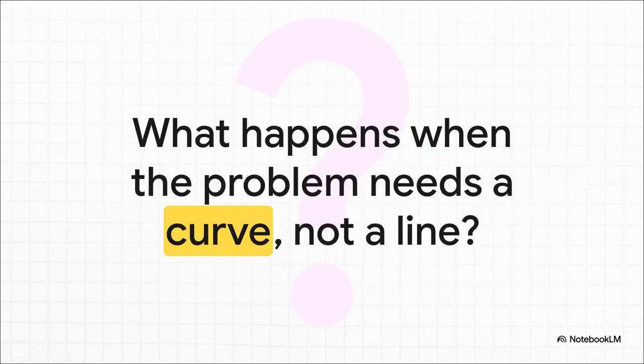So, okay, we've figured out how a machine learns when the answer is a straight line. But what happens when the real world is more complicated? When the relationship isn't a straight line at all, but a curve? Well, asking that simple question opens up a whole new universe of possibilities. And that's the next critical step to understanding how machines truly learn.